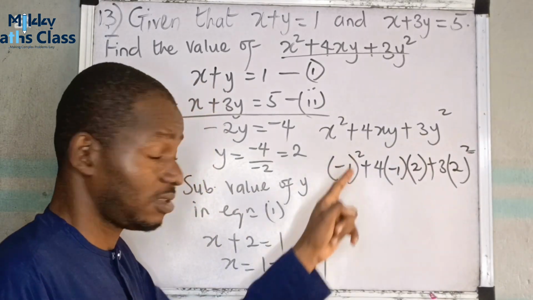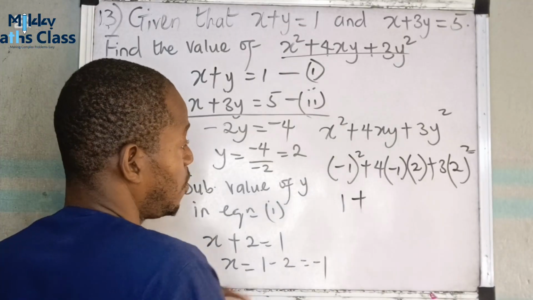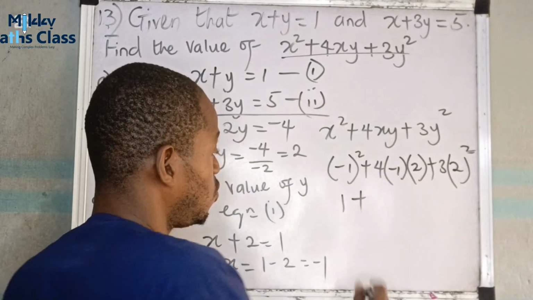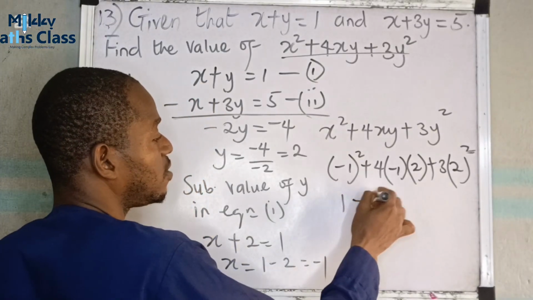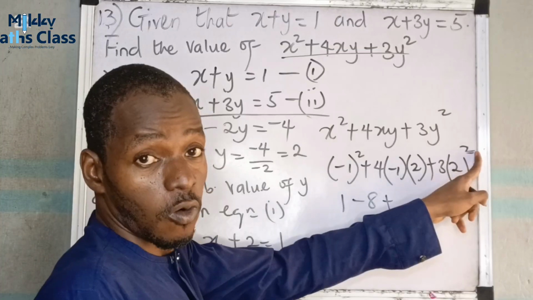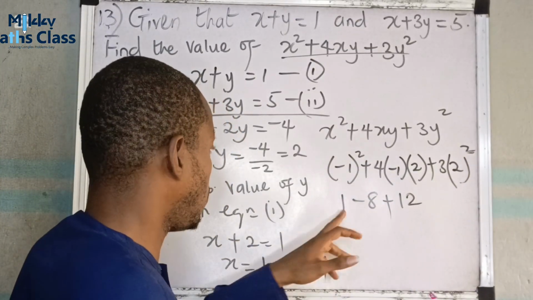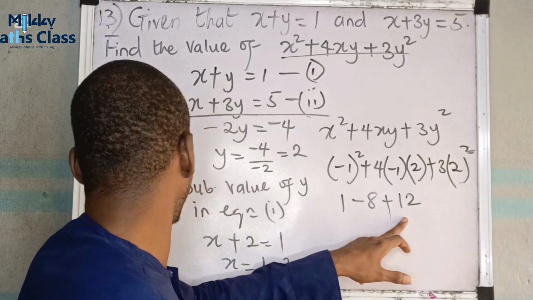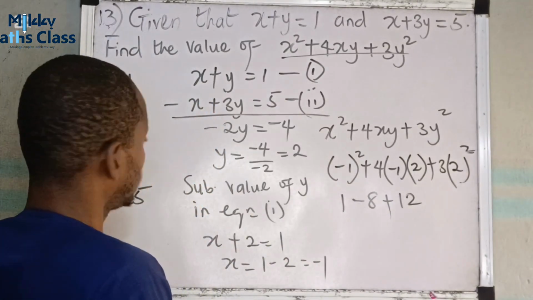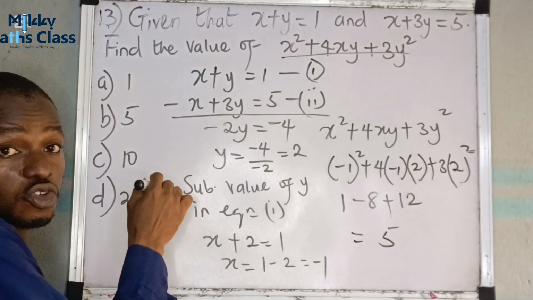So negative 1 squared will give us 1. Negative 1 times negative 1, that's 1, plus this 4 times negative 1, negative 4. Negative 4 times 2, that's negative 8. So this is 1 minus 8 plus 2 squared is 4. 4 times 3 is 12. So we have 1 plus 12, that will give us 13. 13 minus 8, that will give us 5. So which is option B.